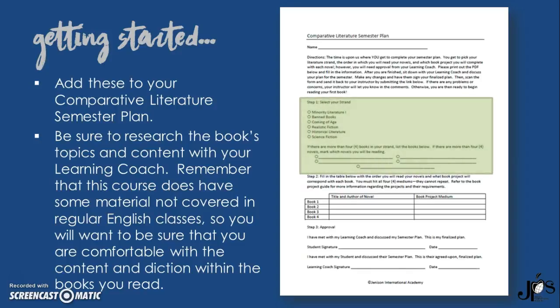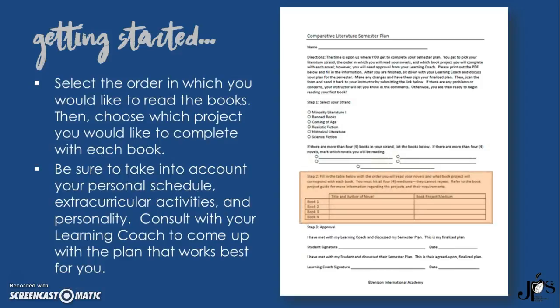Next, you're going to select the order in which you'd like to read the books. Then, choose which projects you would like to complete with each book. Be sure to take into account your personal schedule with extracurricular activities. For example, maybe you take part in the spring musical or sport, and you need to complete a smaller or easier novel during that time, saving the bigger novel for times that are out of season. Perhaps you know that you'll be stressed out at the end of the semester, so you want to make sure that you get the bigger research-based assignment out of the way first, so it won't be hanging over your head at the end of the semester. Consult with your learning coach to come up with a plan that works best for you.